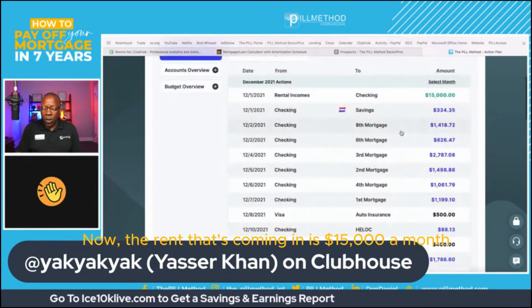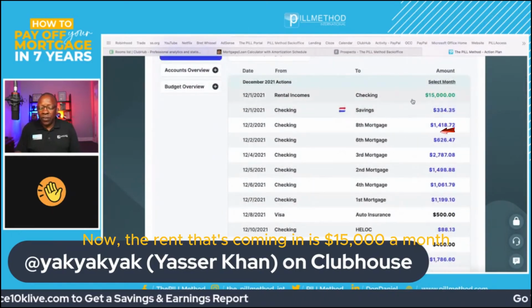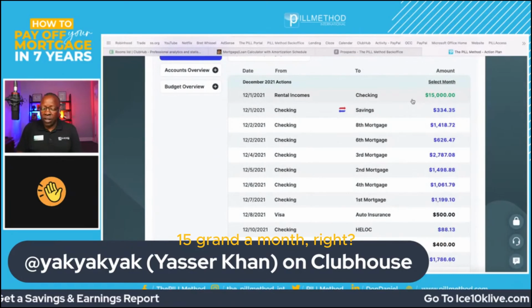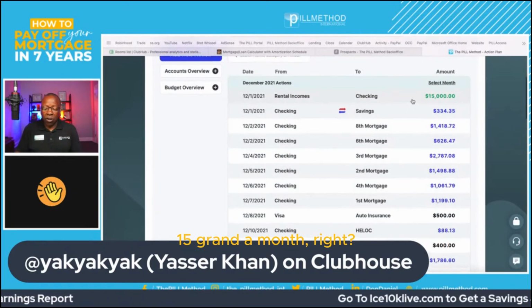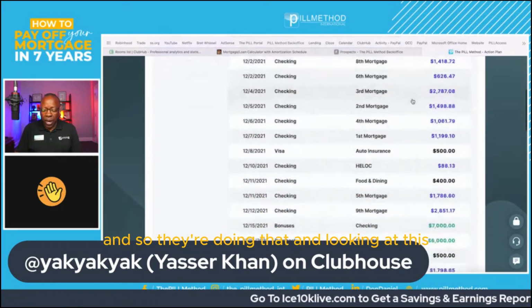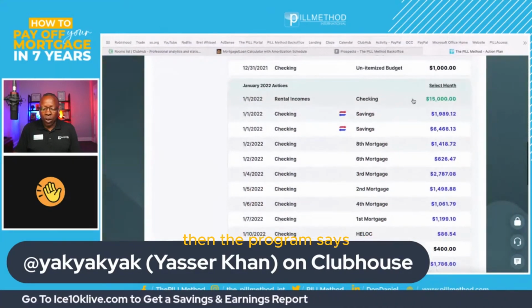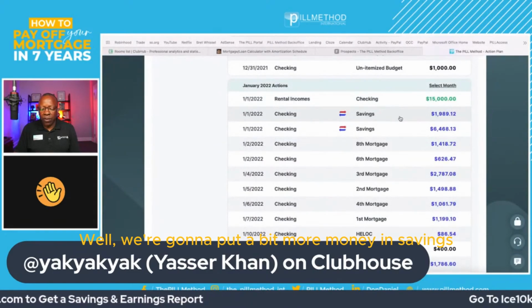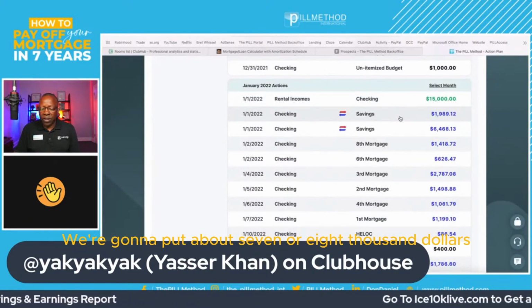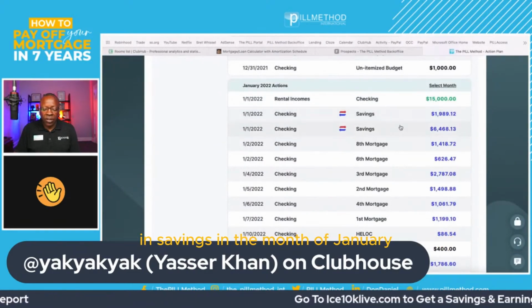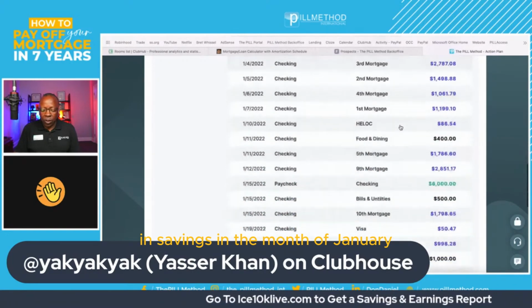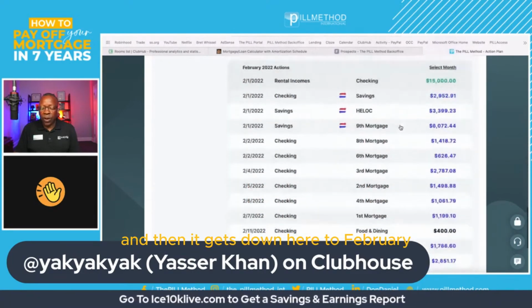$88.33. Now, the rent that's coming in is $15,000 a month, 15 grand a month, right? And then we get down into January. Then the program says we're going to put a bit more money in savings, about $7,000 or $8,000 in the month of January. And then it gets down here into February.